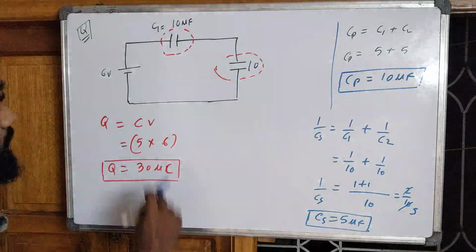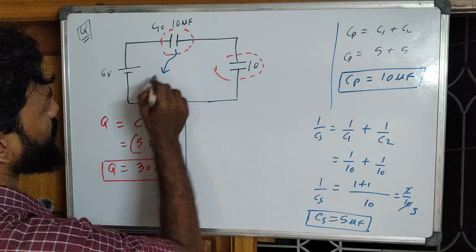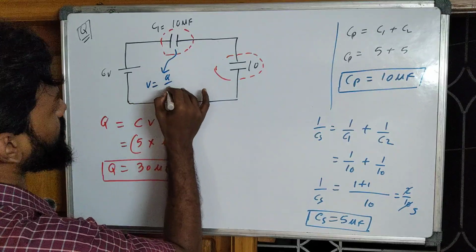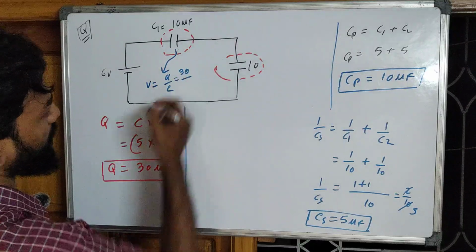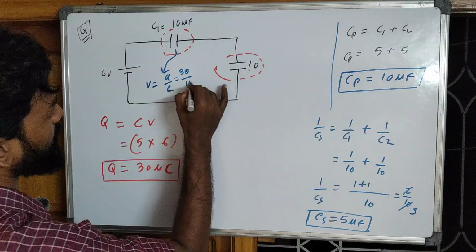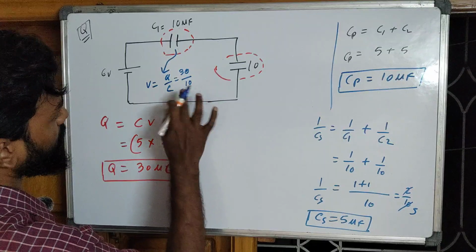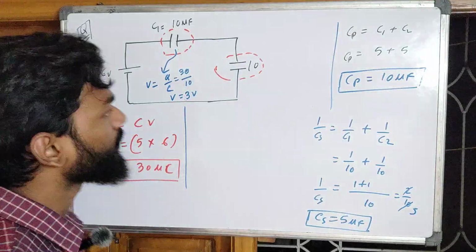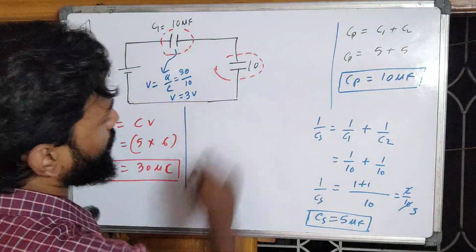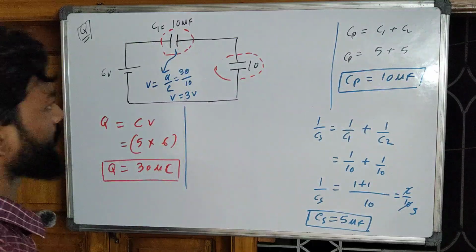Okay, so let's calculate potential right now. What's the potential across this? V equals to how much? Q by C. Q is what? 30 by C. What's the capacitance? 10. 30 by 10, that means 3 volt. So 3 volt is the voltage across this particular capacitor, and we need to calculate the voltage across this as well.